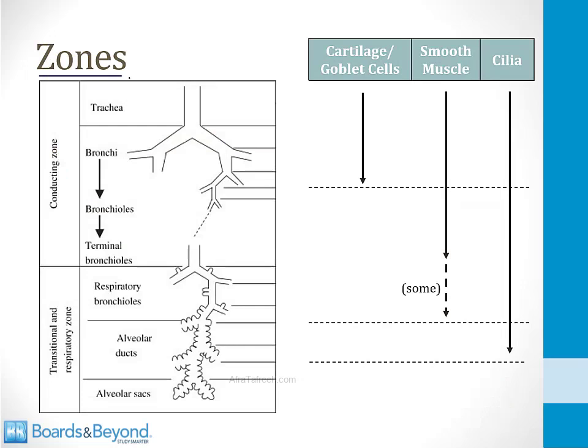Here's a picture that you can find in any pulmonary physiology textbook. It shows the zones of the lung and the structures that make up those zones. The conducting zone is on top, and the transitional and respiratory zone is down on the bottom. So you can find cartilage and goblet cells at all levels down to the bronchioles, which is right here. Smooth muscle is present to some degree around all of the conducting airways down to the alveolar ducts. And then cilia is found at all levels down to the alveoli.